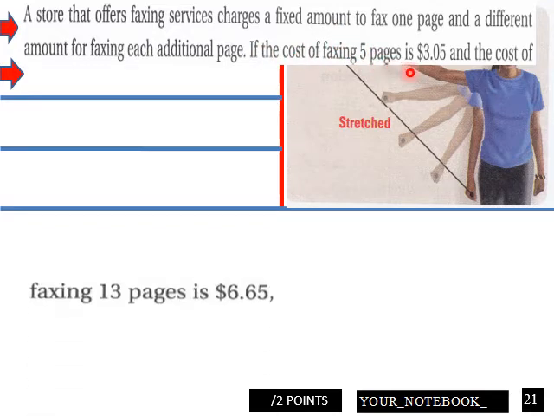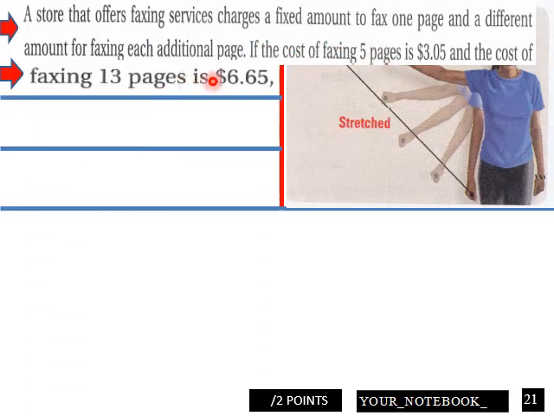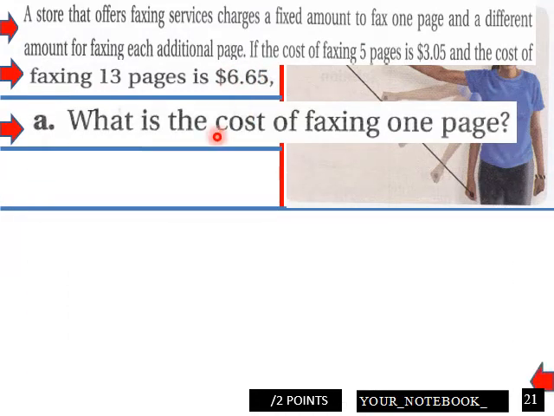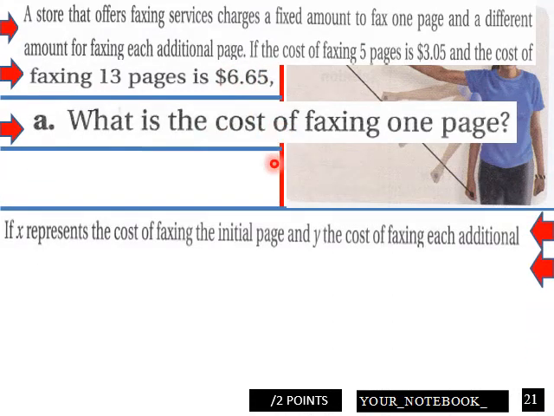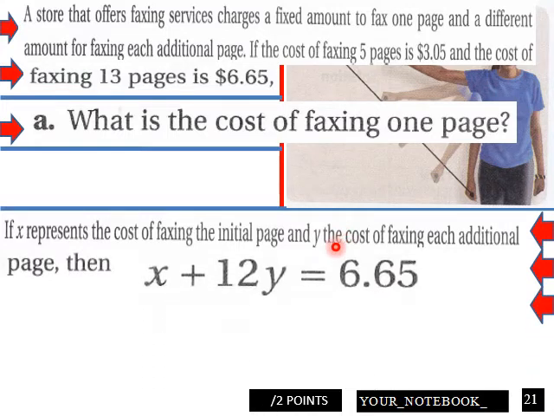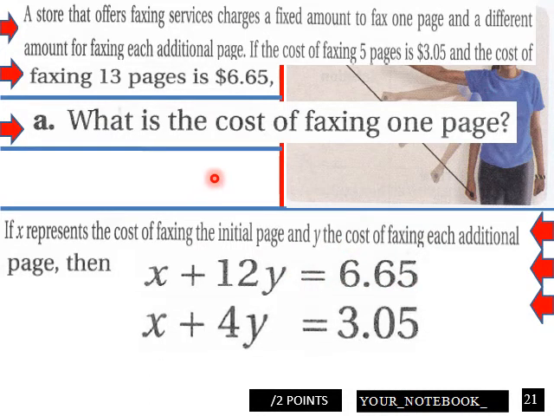So page 21 here, stored, it has this here. The cost of faxing 5 pages, $305. Faxing 13 pages, $665. What is the cost of faxing 1 page? So we have an initial page, and y is the cost of any additional pages. x plus 12y equals 665 is what we have. Then we have x plus 4y equals 305. So we have two facts here that we can line up.